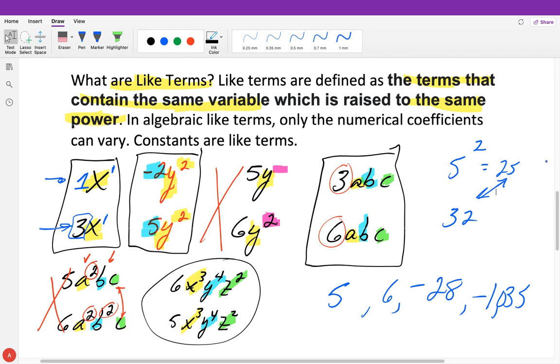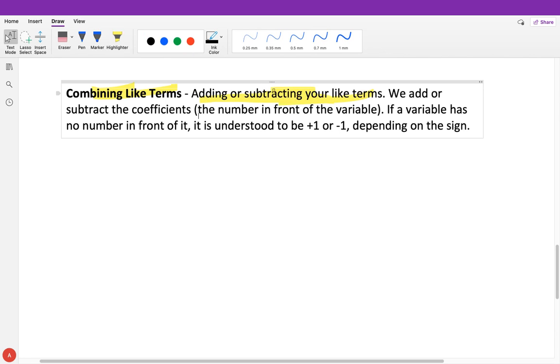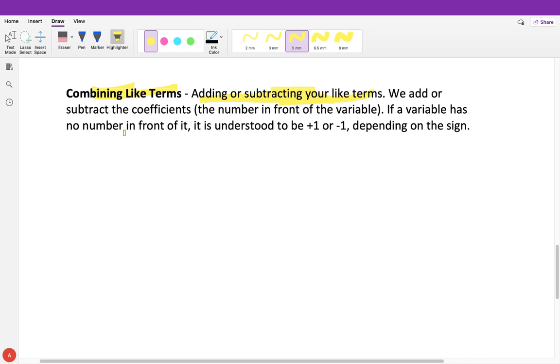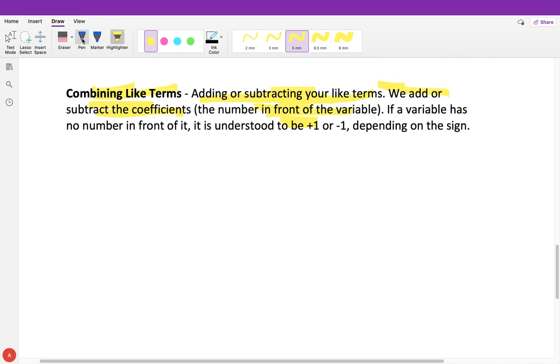All right, so now we're going to talk about combining like terms, and then we're going to go through some examples with it. Combining like terms means we are adding or subtracting our like terms. That's what we mean when we say combine. All we're simply doing is adding or subtracting the coefficients, which is the number in front of the variable, remember. If a variable has no number in front of it, it's understood to be 1. So if I say x, this is understood to have a 1 here. But if I say negative x, this is understood to be negative 1. So no number in front of the variable is understood to be a 1, and if it's positive, it's positive, and if it's negative, it is negative.